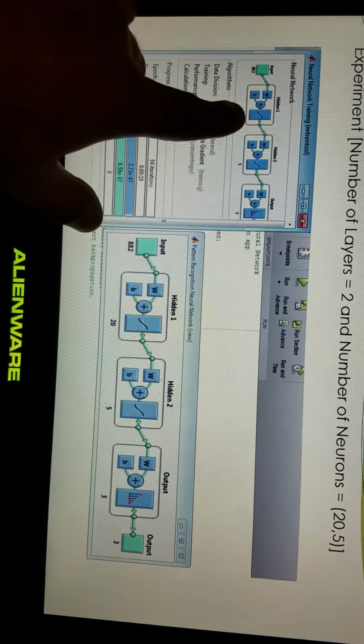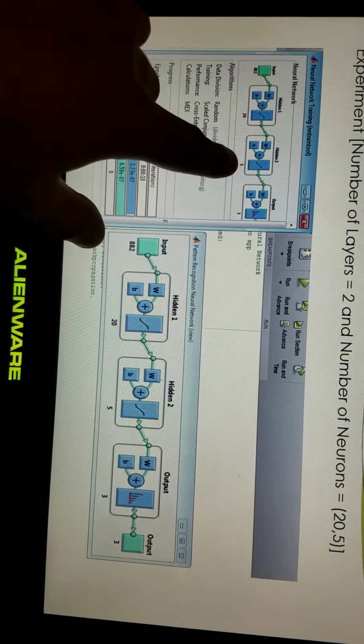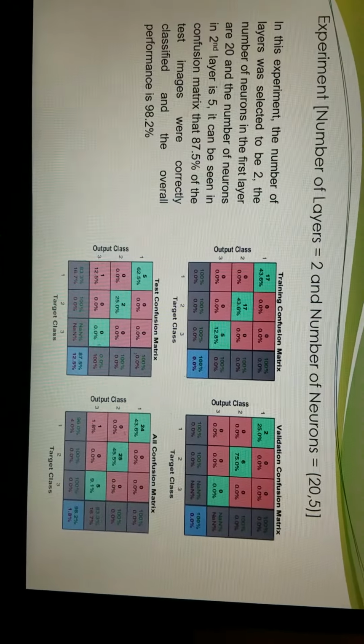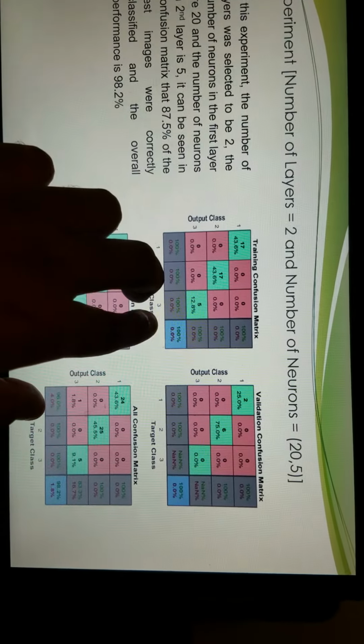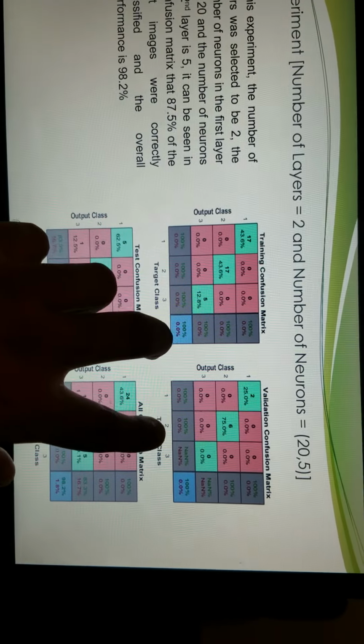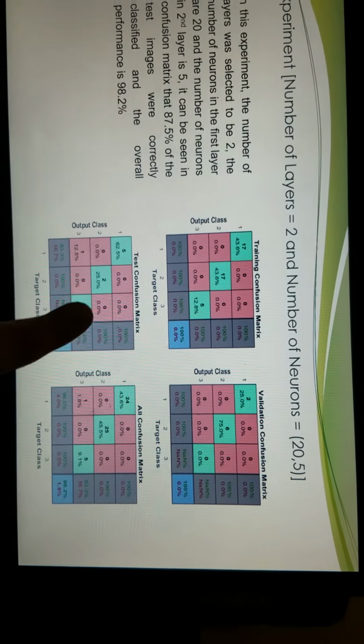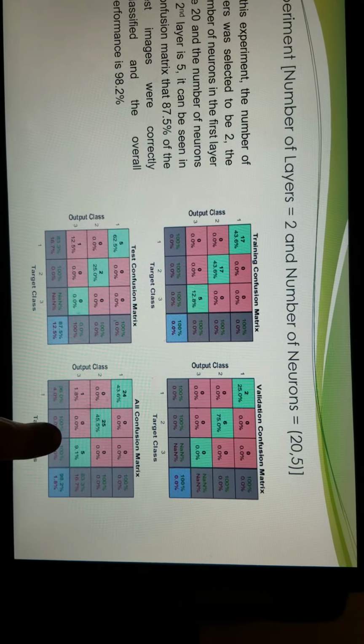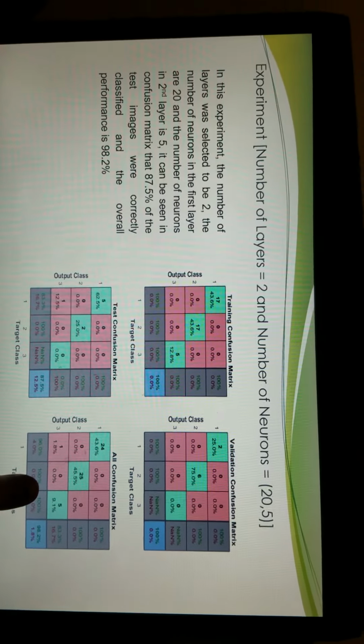In the next experiment, we had 2 layers, and the number of neurons in the first layer was 20, and the second layer was 5. Then we'll see what result it yielded. The training result was 100%, the validation result was 100%, the test result was 87%, and the overall result was 98.2%. So that was pretty good.